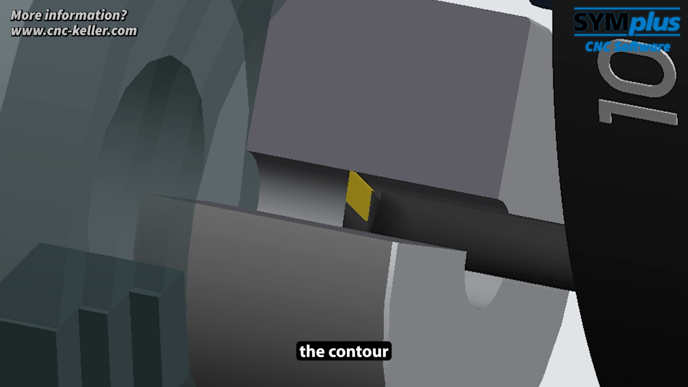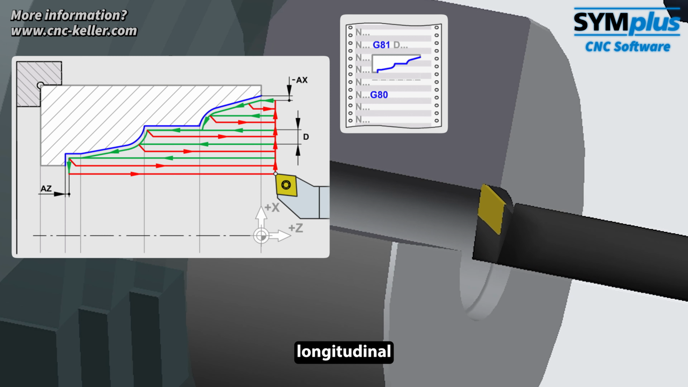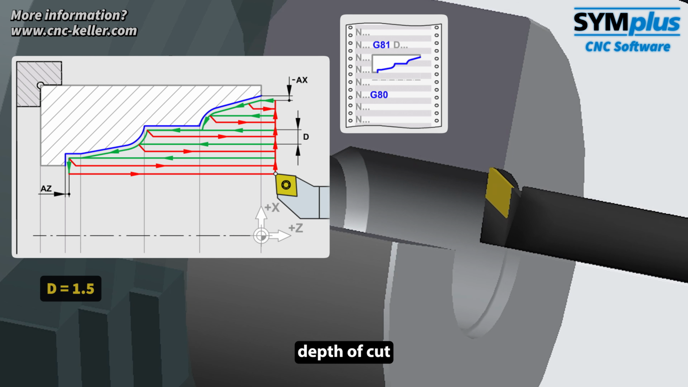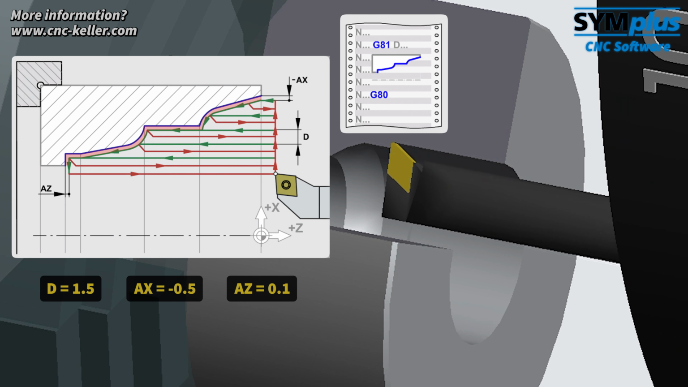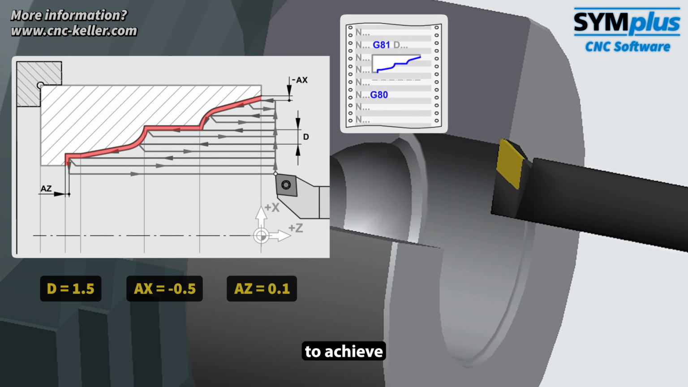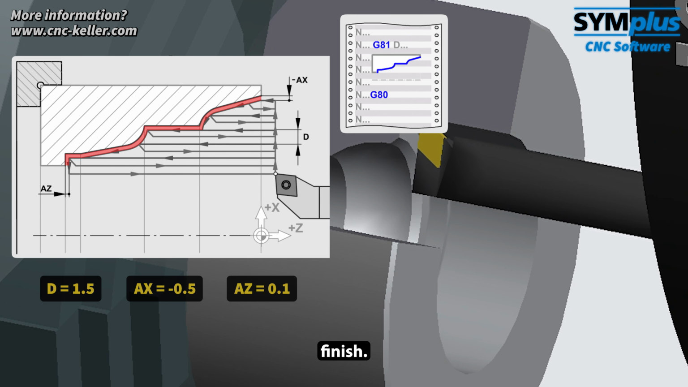Now it's time for the contour. With the G81 longitudinal roughing cycle, the roughing parameters are set: depth of cut and stock allowance. The stock allowance ensures that enough material remains for finishing to achieve a clean surface finish.